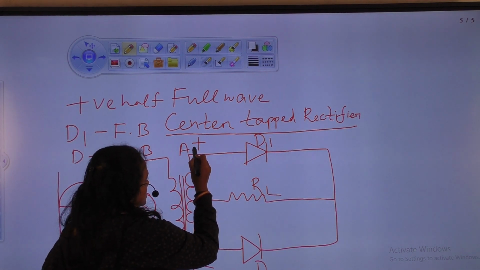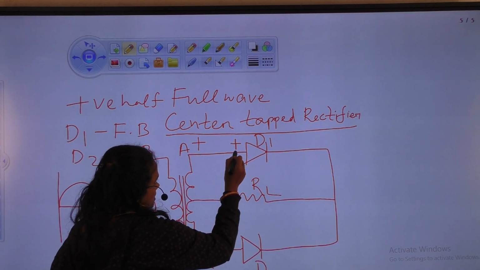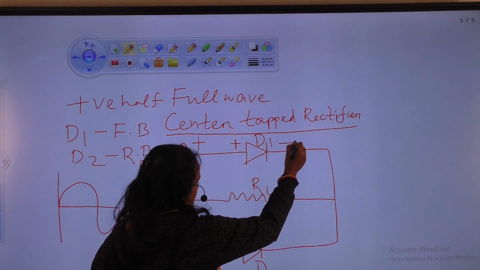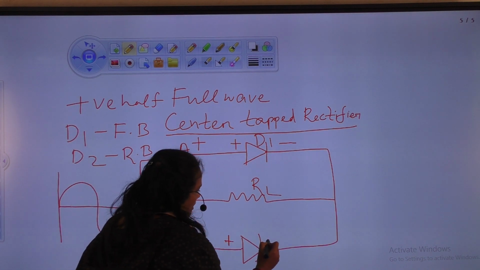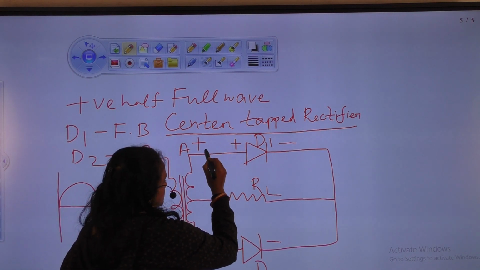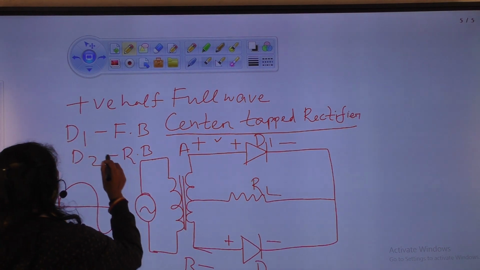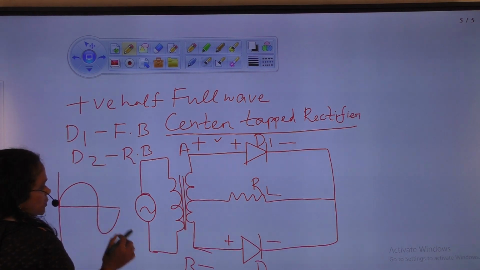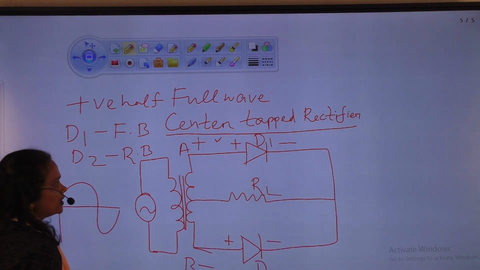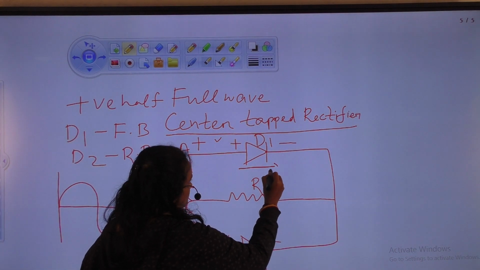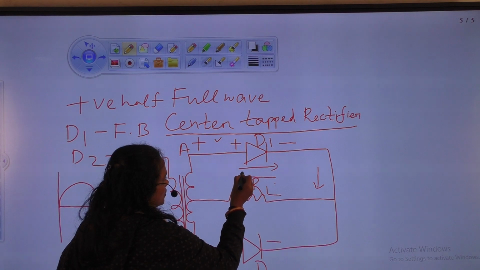Why? Because when A is positive, this terminal of diode D1 is positive, this one is negative. And here this terminal of diode D2 is positive and this one is negative. So plus plus, here minus plus. So plus plus is the forward bias condition. That's why D1 is forward bias and D2 is reverse bias. So in positive half cycle, current conducts only through diode D1 and this way, then through the load.